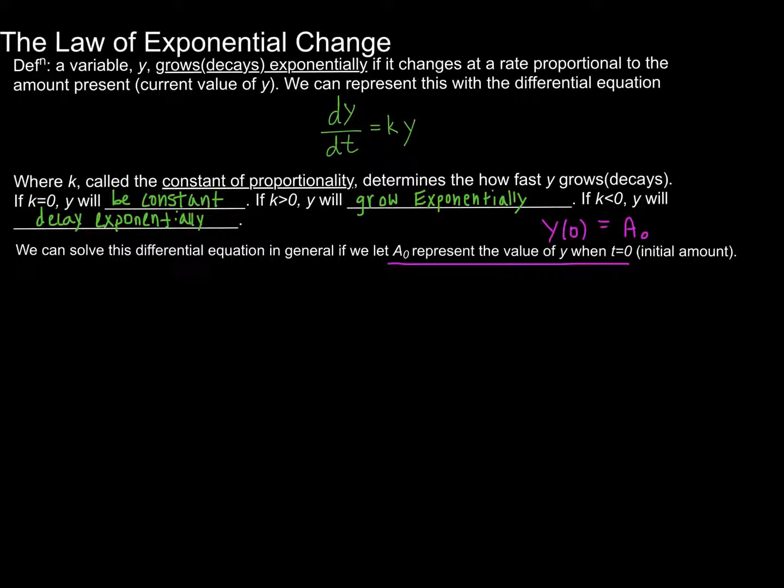Let's solve the differential equation dy/dt equals ky in general, letting a sub 0 be the initial amount, or our initial condition. So go ahead and try this on your own. You should be able to do it just fine. If you need to look back at the discovery problem for a little guidance, go ahead. And then we'll take a look at the general solution together.